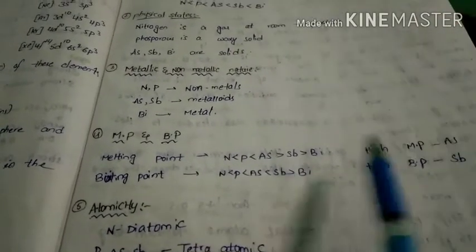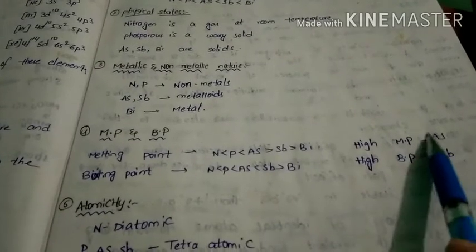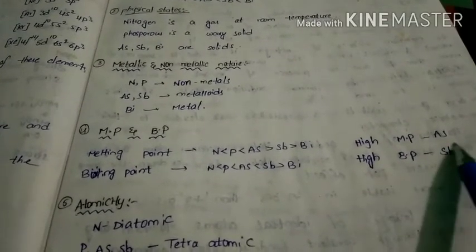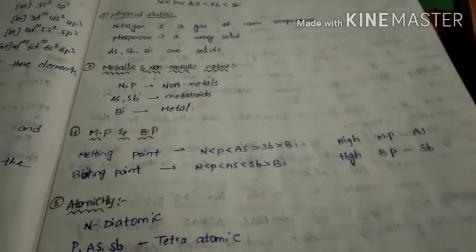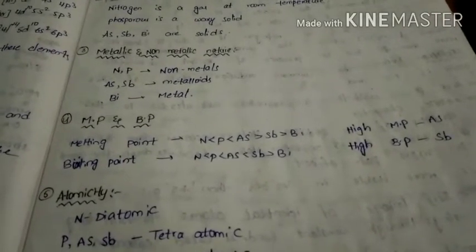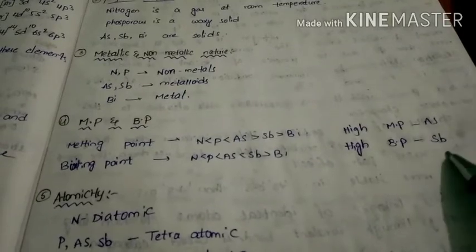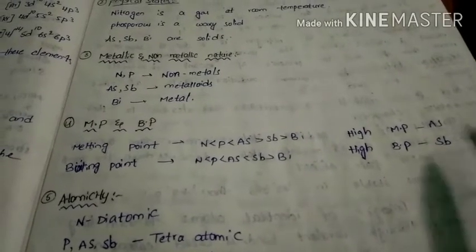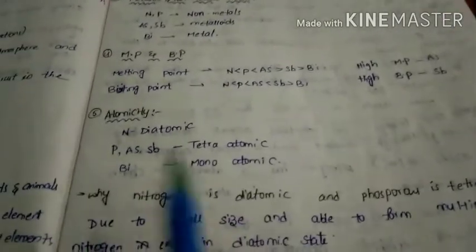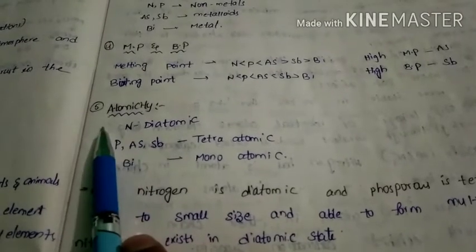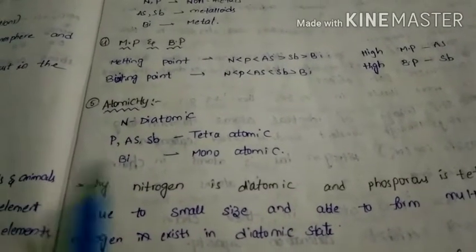Among all these elements, the highest melting point is arsenic and the highest boiling point is antimony. This is a very important point. Among all these elements, arsenic has the higher melting point, but bismuth has the high boiling point. Next, atomicity means how many atoms are present in a substance.